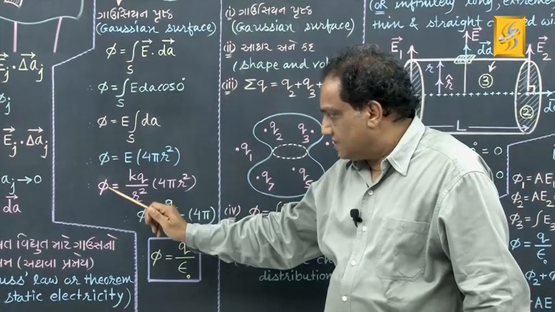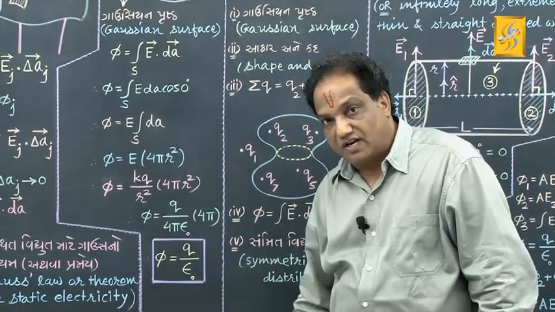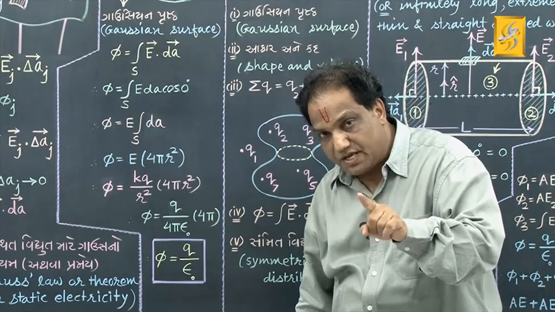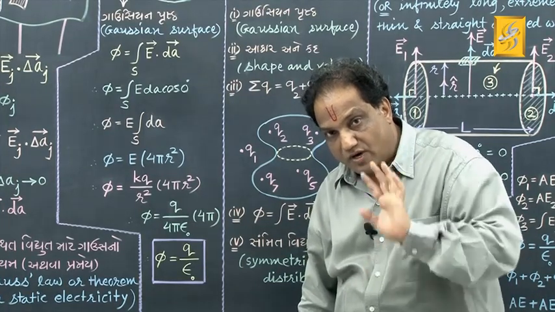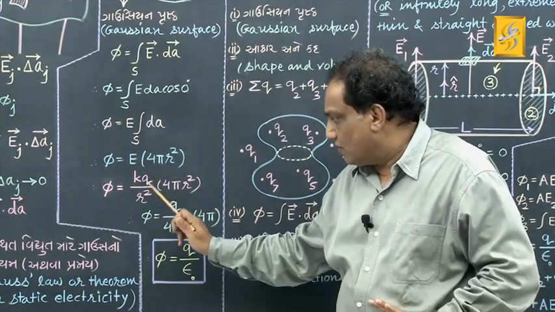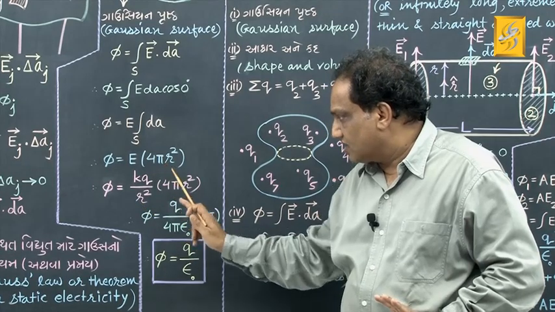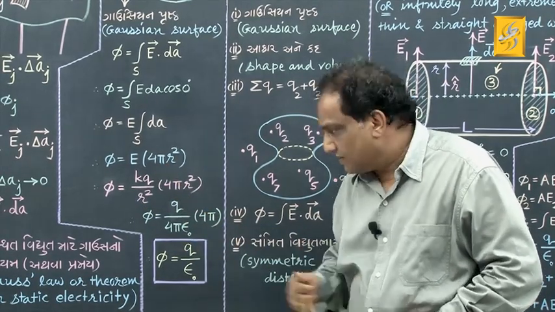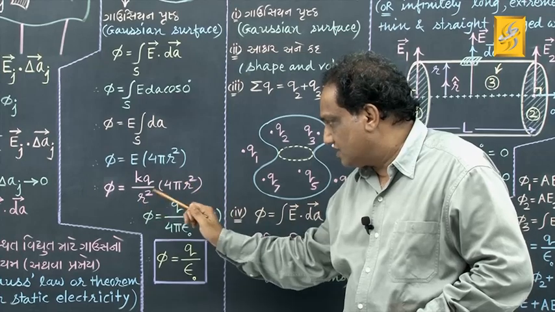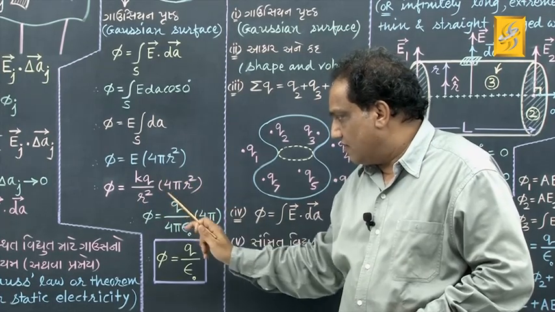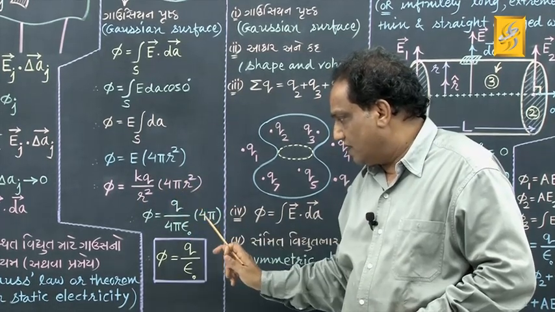Now this phi as it is. What about the magnitude of electric field produced by a point charge? By formula, KQ upon r square. This 4 pi r square as it is, okay? Now r square will cancel. This Q I have written here, 4 pi I have written here.